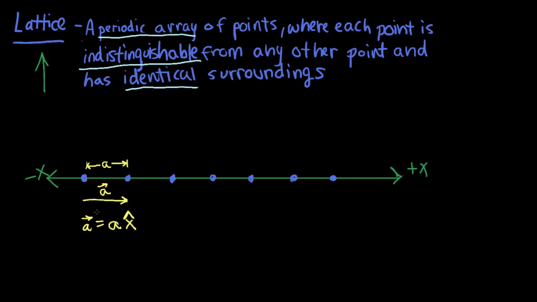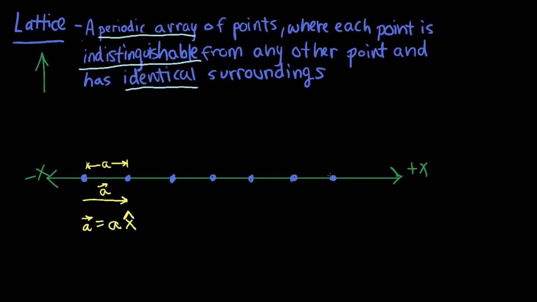I think it's very important to be thorough with these definitions. It will save a lot of confusion later on. This is a periodic array of points. Each point is spaced a away from one another. If you're moving along this line, you can expect to see another point every time you move a distance a. The points are indistinguishable from one another and have identical surroundings. I think that these are somewhat coupled definitions.